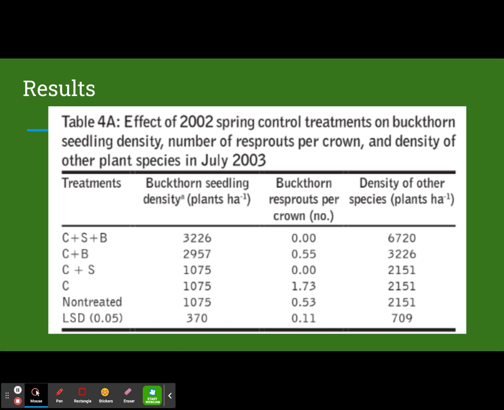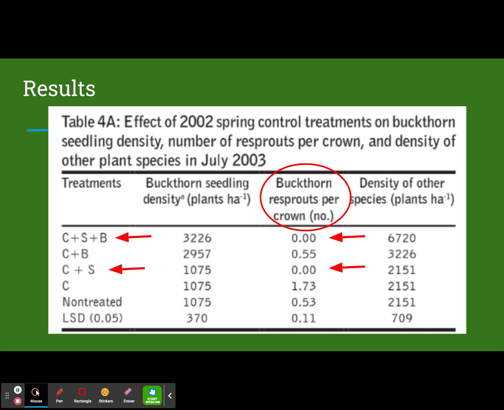This table shows both buckthorn resprouts and also the regrowth of buckthorn and other native species in the test area after the different treatments during the spring season. Starting with buckthorn resprouts, you can see with the red arrows that the control methods that included the stump treatment of herbicide had no resprouts on average.